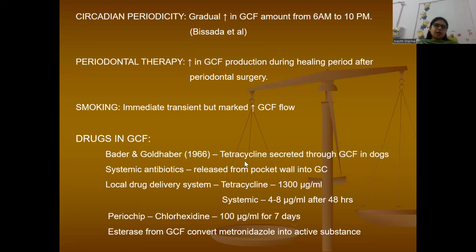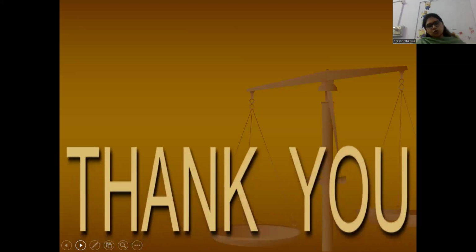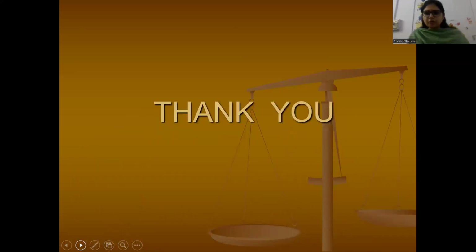Drugs and GCF. Bader and Goldhalter in 1966 analyzed tetracyclines secreted through GCF in dogs, systemic antibiotics released from pocket wall. Local drug delivery system, PerioChip, which contains chlorhexidine; esterase from GCF converts metronidazole into active substances. So this marks the end of our lecture, GCF part 2. Thank you so much and keep studying. Thank you.